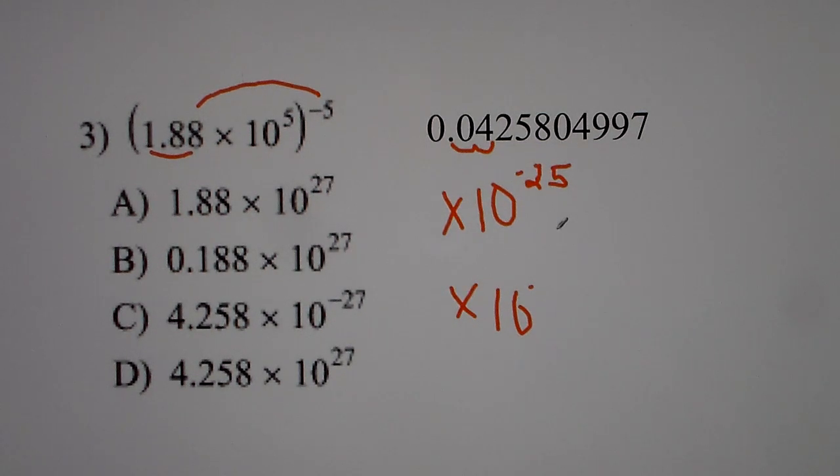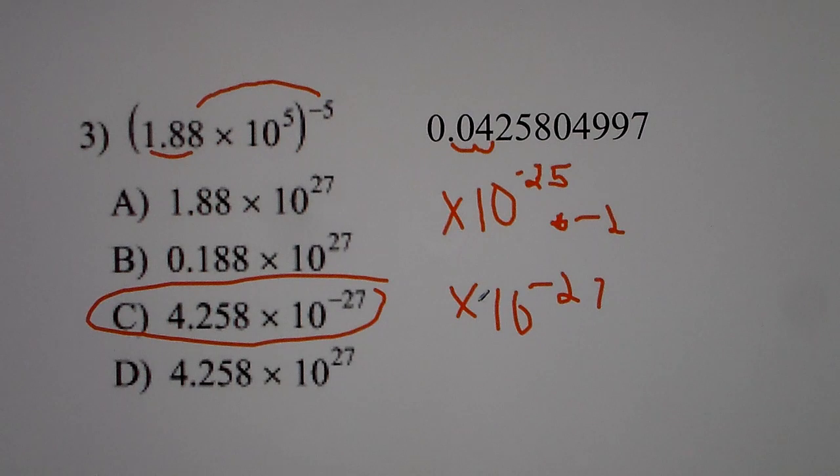So negative 25. Since we move to the right 2, we have to subtract 2. So we get negative 27. And that's the correct answer. Good. So 3 is C.